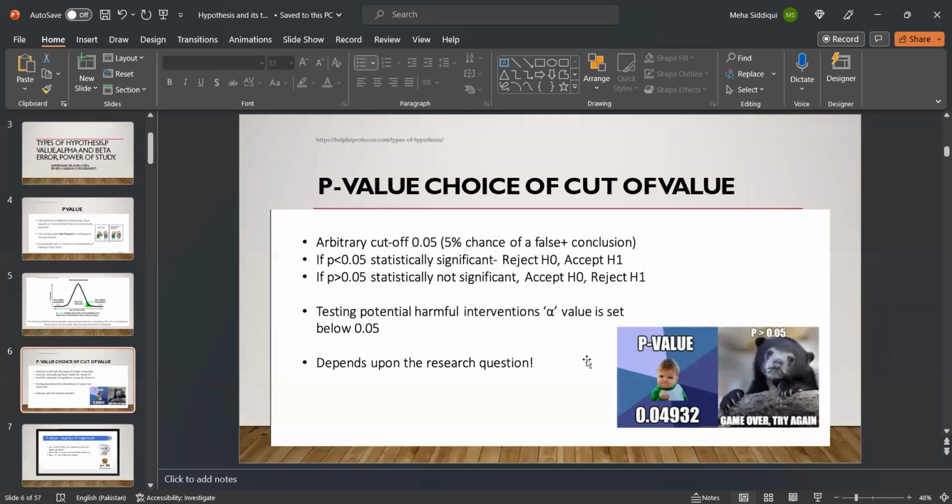Now, the arbitrarily chosen cutoff is 0.05, that is a 5% chance of a false positive conclusion. If P is less than 0.05, it is statistically significant, then the null hypothesis should be rejected and the alternative hypothesis should be accepted. And if P is greater than 0.05, it is statistically not significant, then accept the null hypothesis and reject the alternative hypothesis. When testing potentially harmful interventions, the alpha value is set below 0.05. So it depends upon the research question.